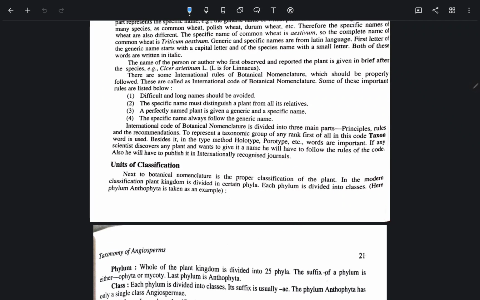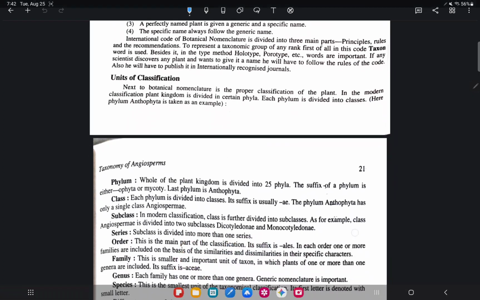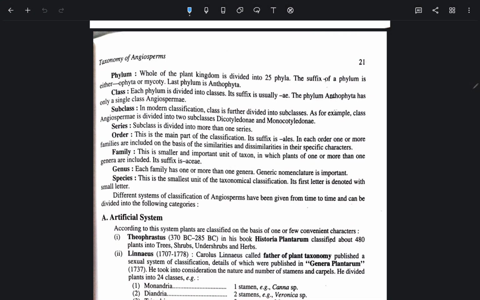Units of classification. Next to botanical nomenclature is the proper classification of the plant. In the modern classification, the plant kingdom is divided into certain phyla. Each phylum is divided into classes. The whole of the plant kingdom is divided into 25 phyla. The suffix of a phylum is either ophyta or mycota. The last phylum is Anthophyta.